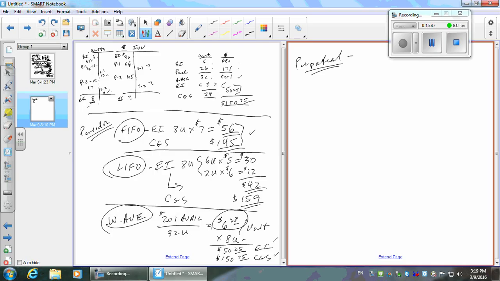So all you have to do is for FIFO, it's the same as periodic. So I'm calculating twice, it's a waste of time. Besides, it's a pain to do perpetual. Okay? So then let's try perpetual.